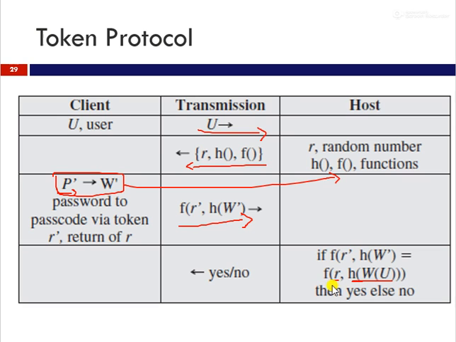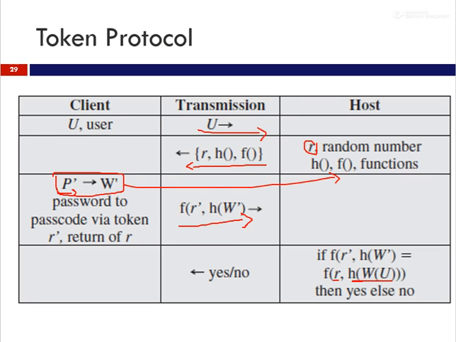So the host can calculate this value on its side and compare it with this received value. If both are the same, the client has been authenticated, otherwise not. Again, the token based protocol prevents replay attack because of the use of this random number. Wherever we use this random number or nonce, it prevents replay attack.